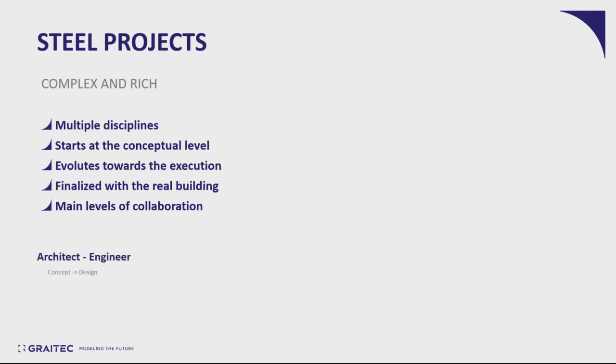So the first one is engineer and architect, so it's from concept to design. Then we have a collaboration between engineer and detailer, so it's design to detail. From the detailer to the fabricator, so we are sending the details, the drawings, everything to the fabrication site, where we fabricate in the workshop. And then, of course, the collaboration between the fabricator and the contractor, the company who's basically building the structure.